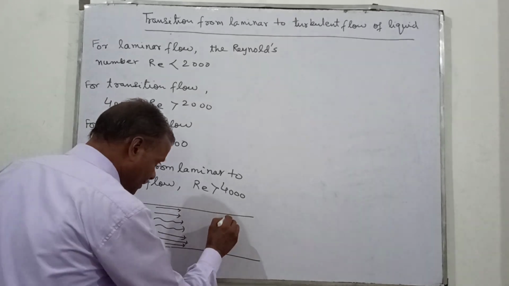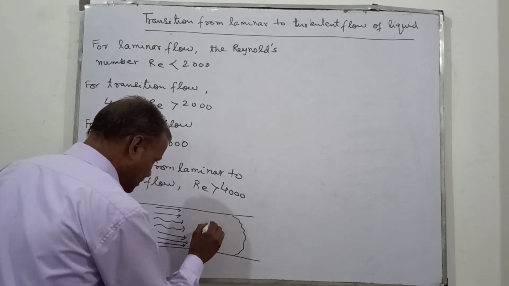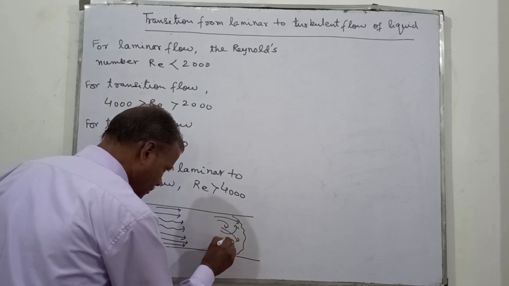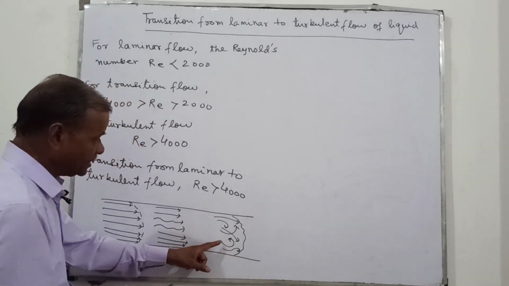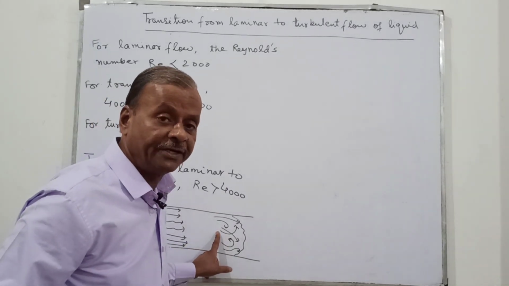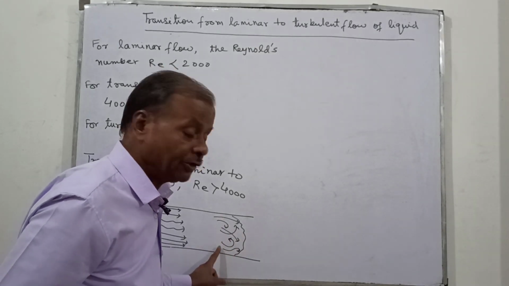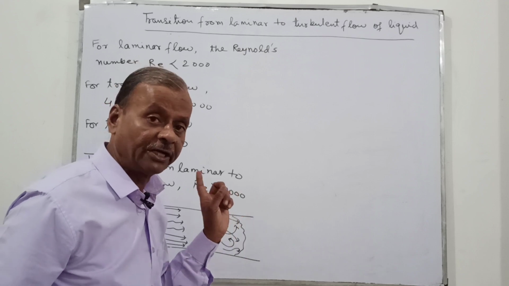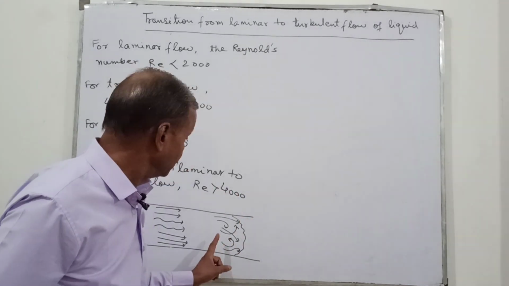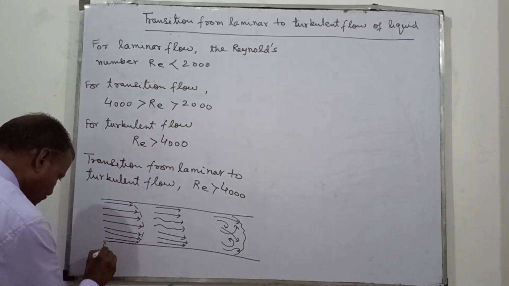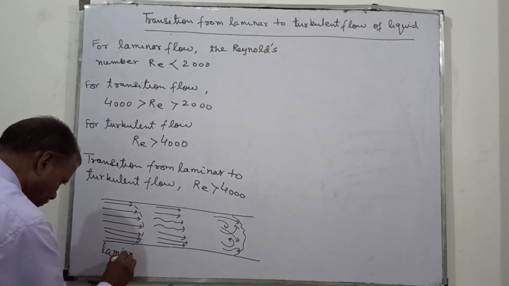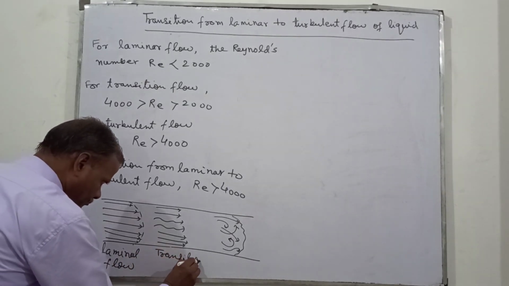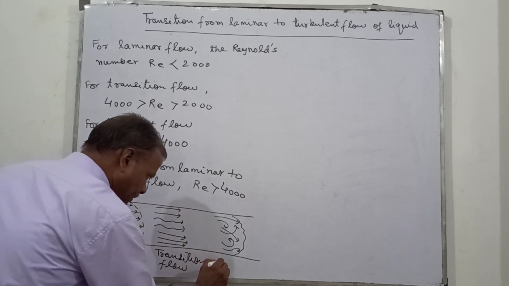And now if the transition is like this one, in which the layers have no definite direction, but the layers of the liquid intersect each other, so that one molecule of one layer goes into the other layer and its velocity is also not definite. Because of that, this is the turbulent flow. So this is the laminar flow. This is the transition flow. And this is now the turbulent flow.